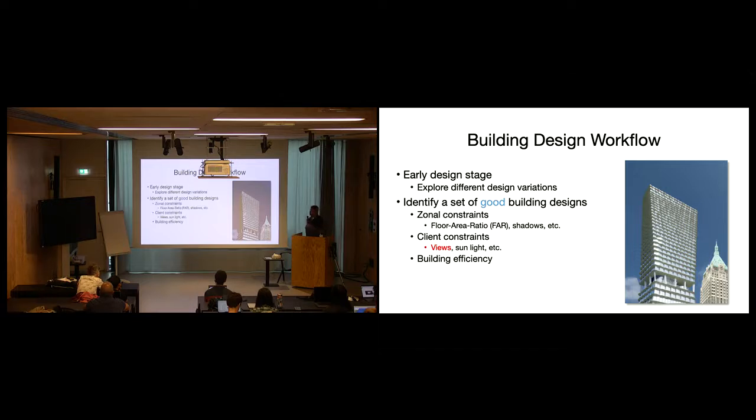And what good means can be very complicated to say, but there are, of course, constraints that come from the laws of the city and constraints that come from the preferences or the desires of the people that are building them. Among these constraints are views, which we studied before, and is going to be the main thing that we use in this work as well. We also care about other things, like building efficiency. And the main purpose of this step is to avoid backtracking at later stages.